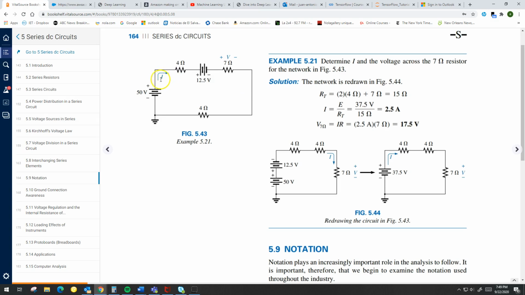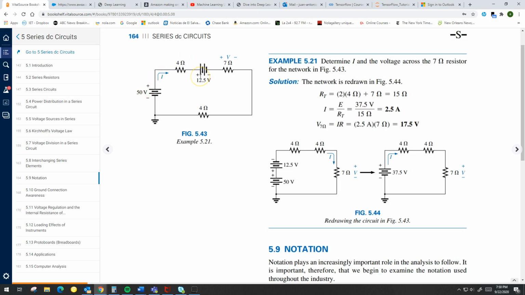So they want to know the current, but there are two sources. In order to see more easily what's going on, they're going to swap the position of the 4 ohm resistance and the 12.5 volt source. If you swap them, you get this circuit, because now you're putting the 4 ohm in front of the negative of the voltage source, and by doing that, you're joining the positive and the positive of the two voltage sources.